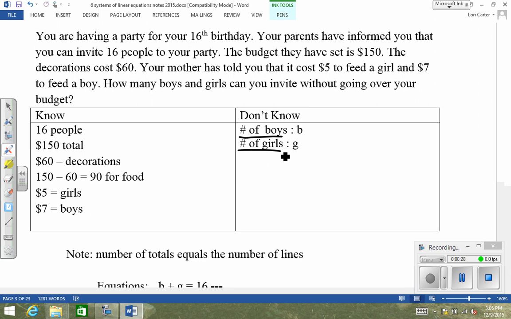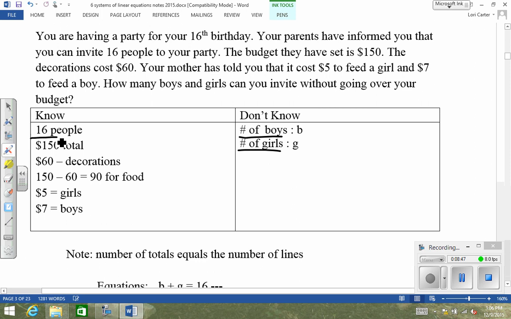Okay, now we're going to read the problem. Are you ready? You are having your 16th birthday party. Does anybody care? Nope. Could care less that you're 16. Maybe that you're having a birthday party, but not that you're 16. Your parents have informed you that you can invite 16 people. Is that important to you? Yes, so I need to write that down.